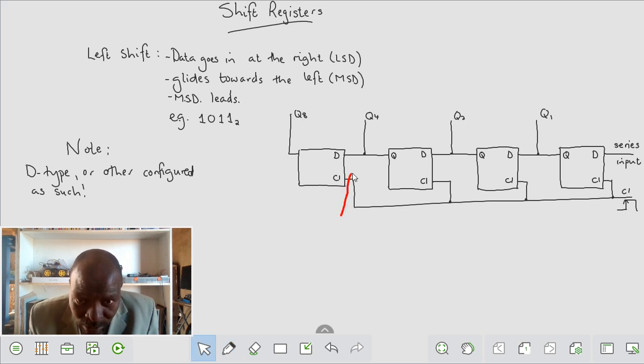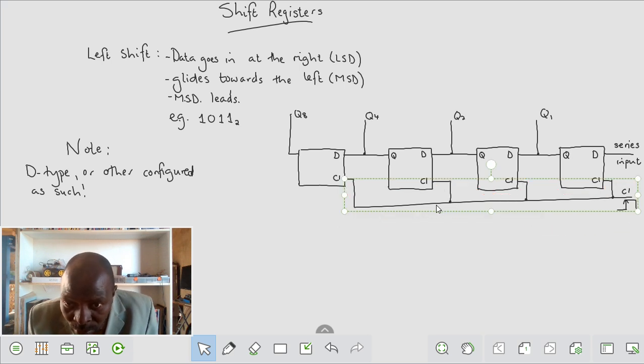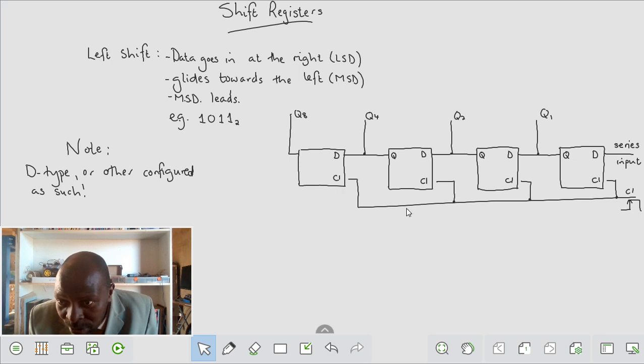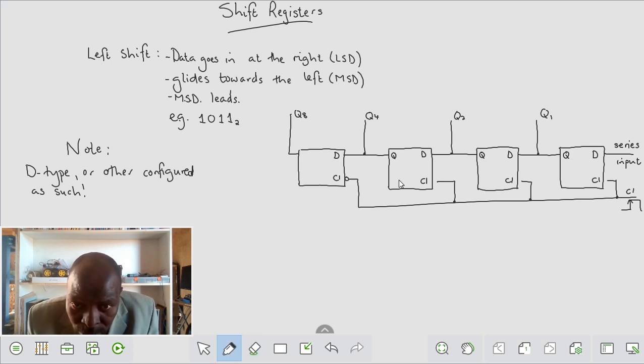The alternative is if we're using, okay, we could be using, instead of what? We could be using a symbol like this. This symbol means we're using the trailing edge, which means it's a master slave.